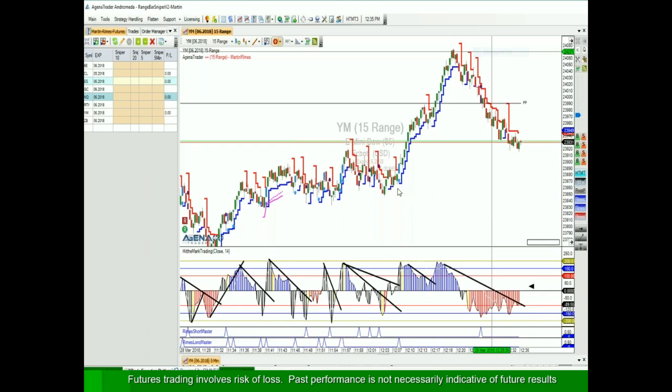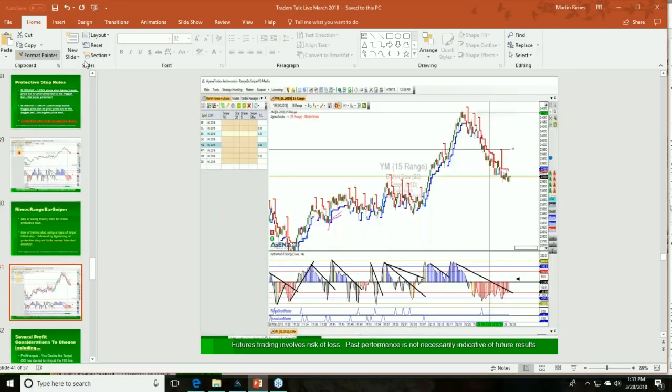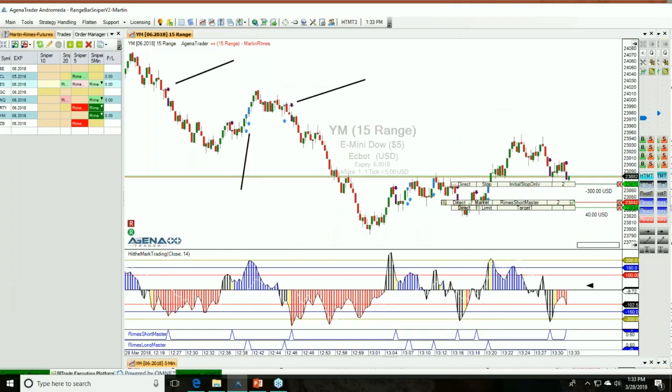Now, I do have a trailing stop method, and that's this blue line. So if anybody's going to get long, until price closes below the blue line, they're going to be in the trade for as long as they can take it. And when we do something like this, let me see if I can show you something.